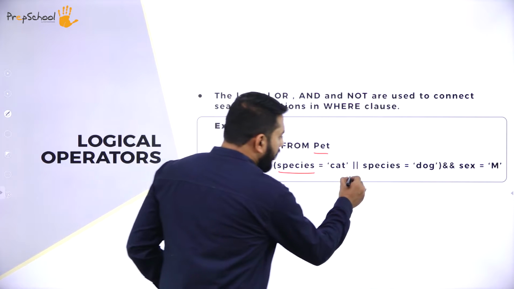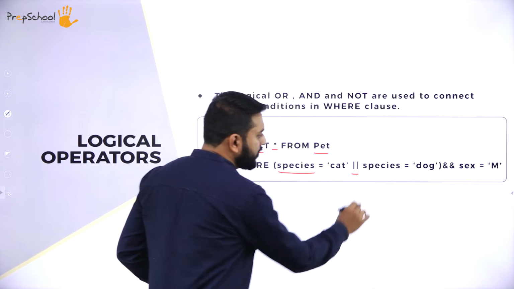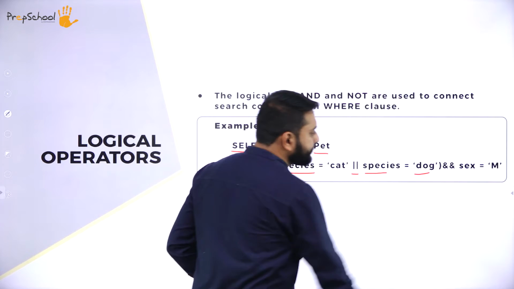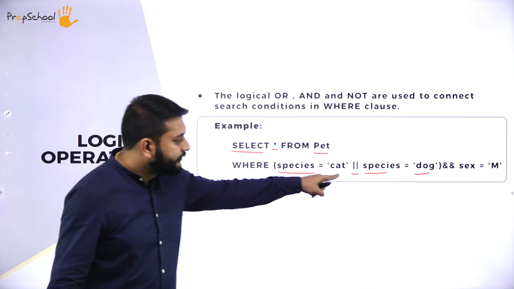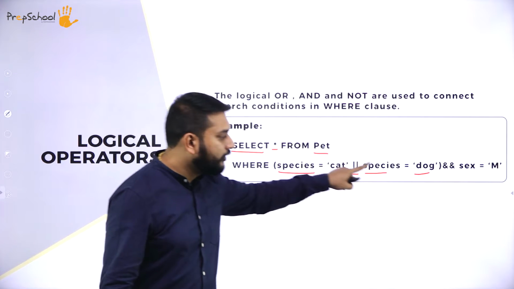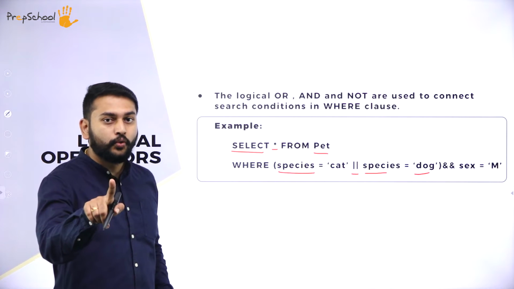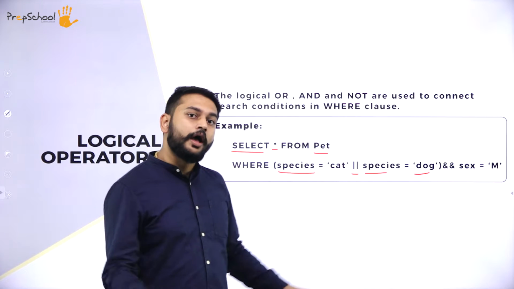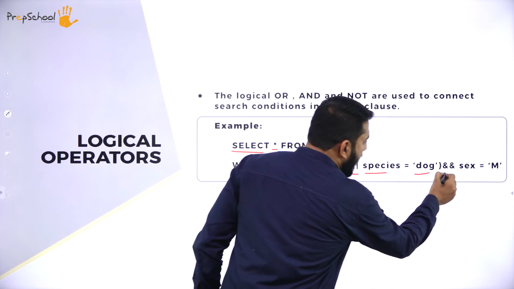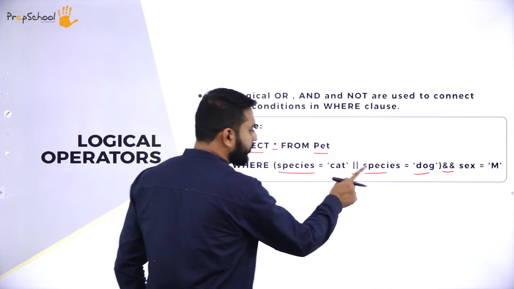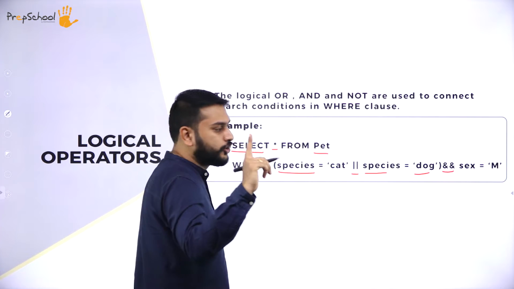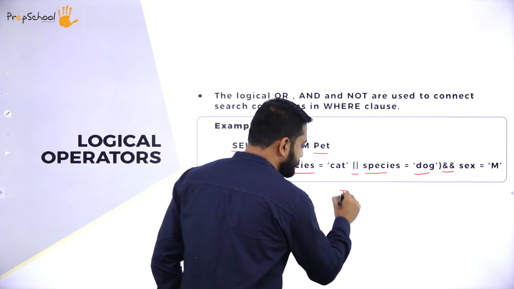Right? Again, I have used the OR symbol. Species is equal to dog. What is it that I have given? I have given OR. Any one of the conditions should be true. Again, I have used the AND symbol. So here, from this, any one condition should be true. So let us imagine this is true.